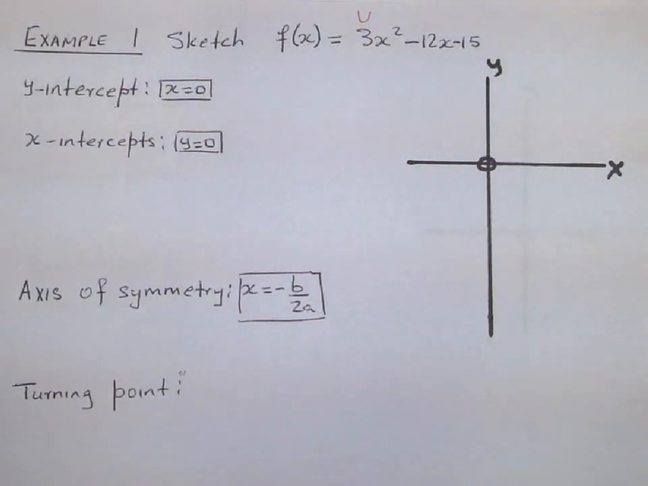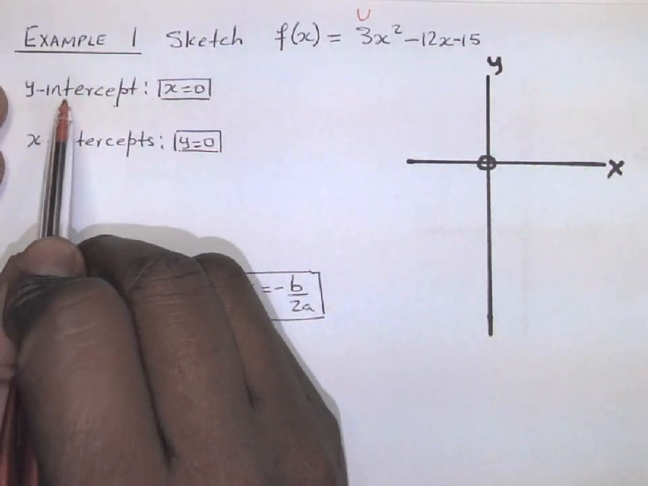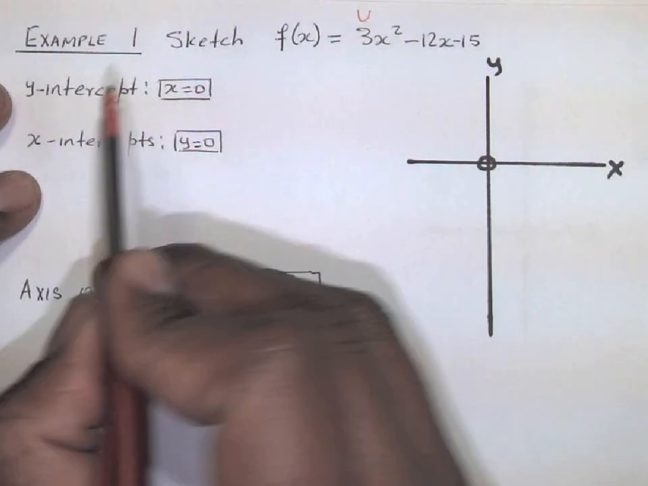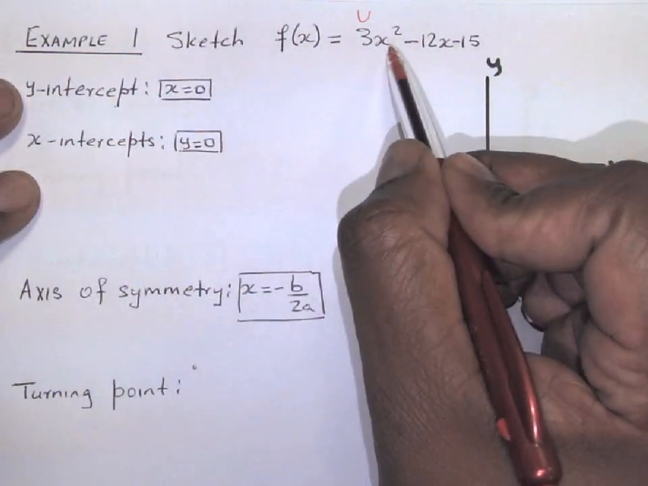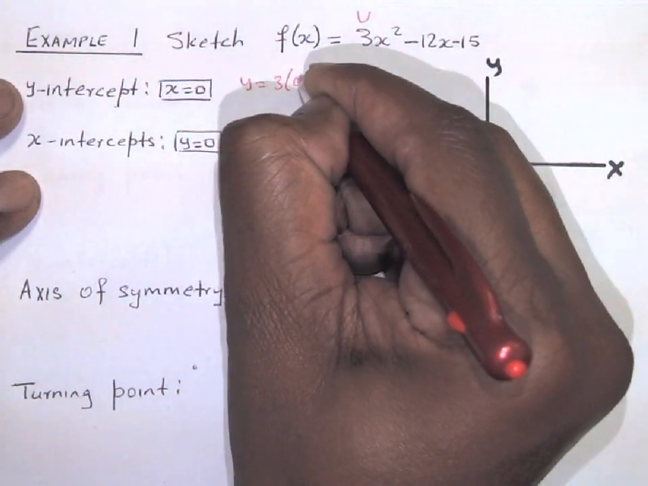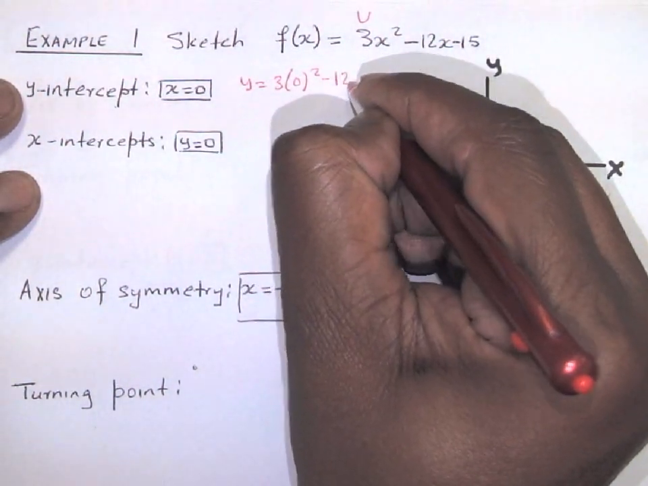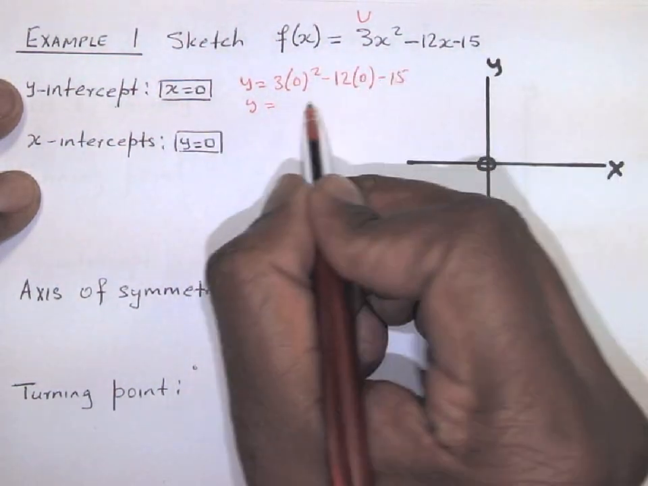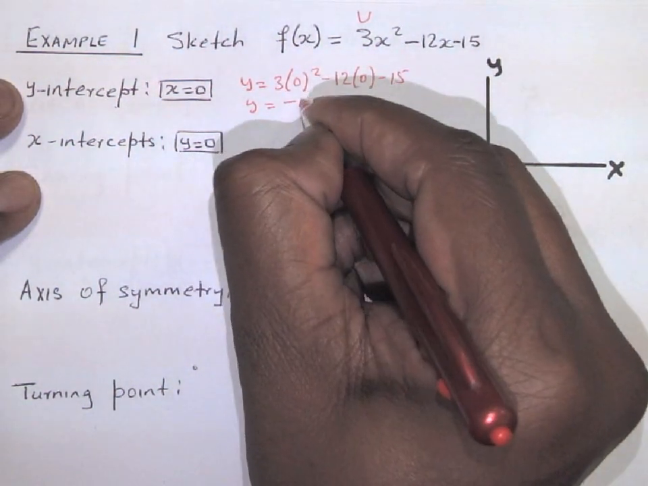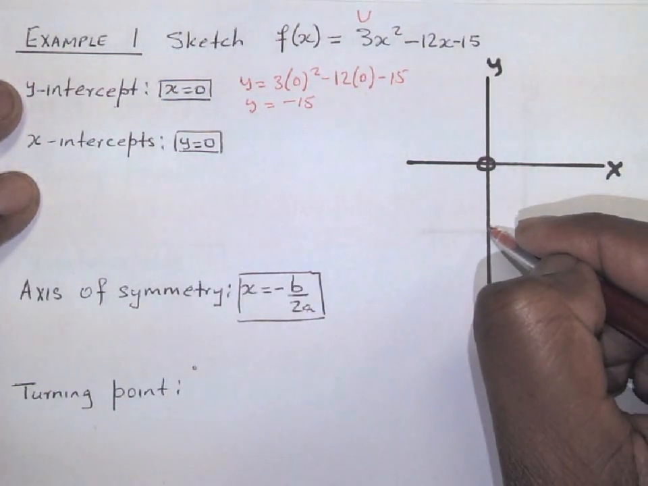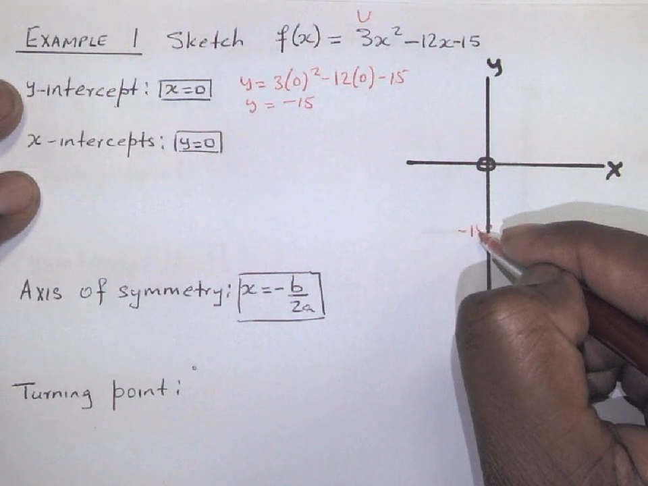Now let's see, how do we sketch the graph? There are things that are important. In this case, we must find the y-intercept, x-intercept, axis of symmetry, and the turning point. To find the y-intercept, you make x 0. Plug x as 0 there, we get y is equal to 3 times 0 squared, minus 12 times 0, minus 15. So y will be minus 15, our y-intercept, cutting there at minus 15.